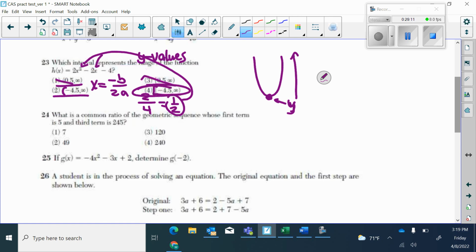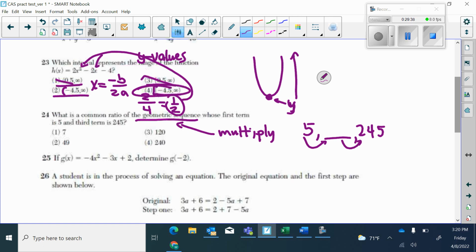Okay, common ratio of geometric sequence. I got to remember geometric sequence means to multiply from one term to the next. Multiply or divide, because division really is multiplication by the reciprocal. Okay, so you can say multiply or divide from one term to the next. Well, it says the first term is 5. I don't know what the second term is, and the third term is 245. So 5 times some number gives me this one, times that same number gives me that one.